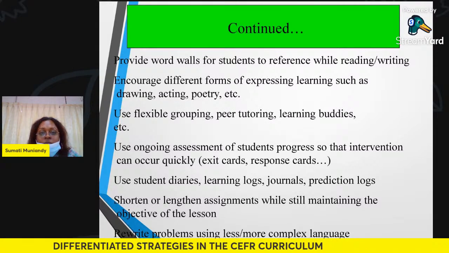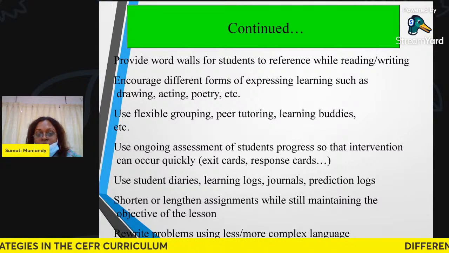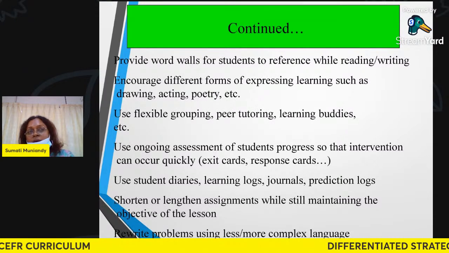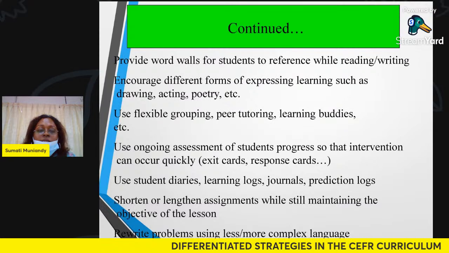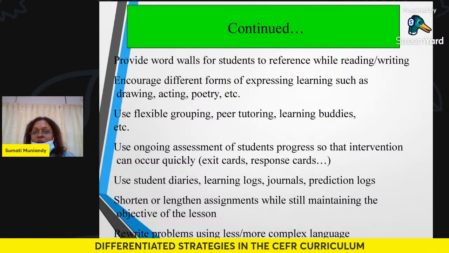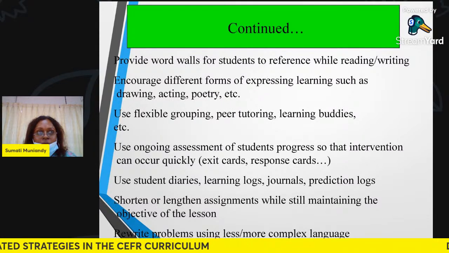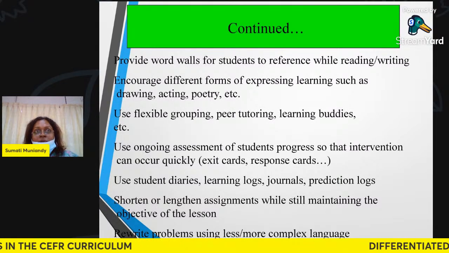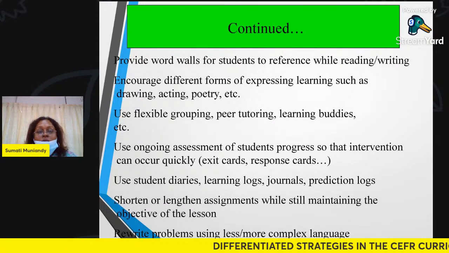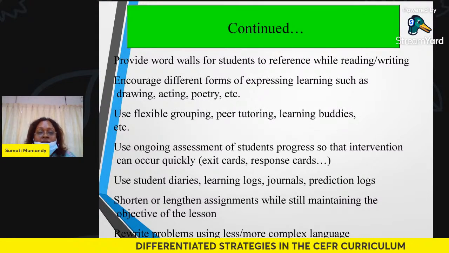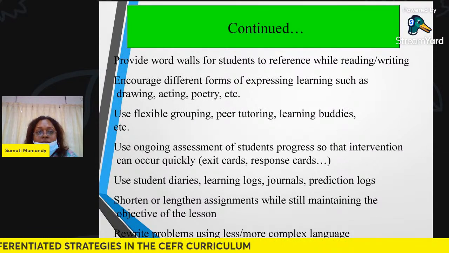All right. Rewrite problems using less complex language. This is very important. When I visit my students who are doing the practicum, I notice that when the students' level is very low, the teachers cannot use a high level of instructional language. You have to come down to their level and use the students' language, where they are comfortable and can understand. So this is also a differentiated strategy.